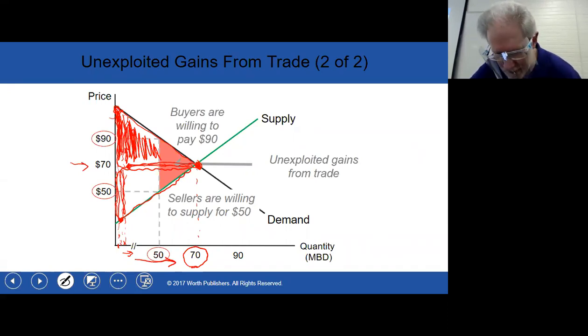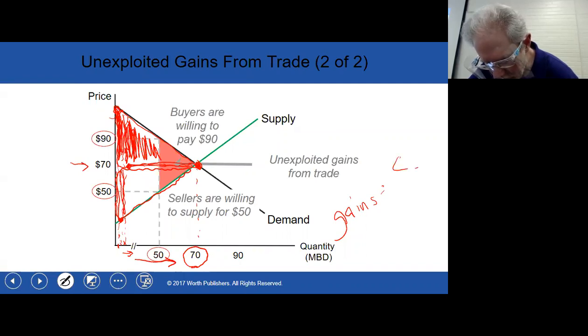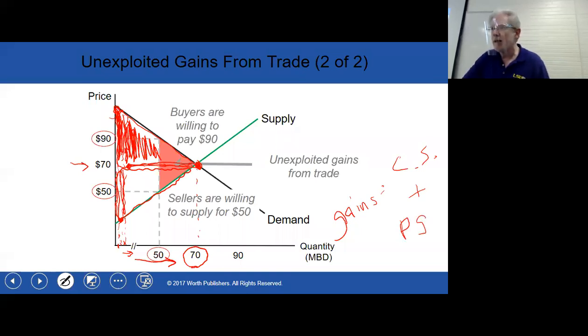When it talks about the gains from trade, that just means the total of the consumer surplus plus the producer surplus. Okay? Gains from trade are the total that anybody is getting. Now, question here.